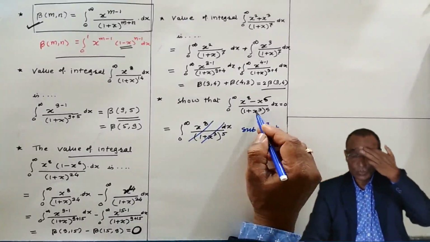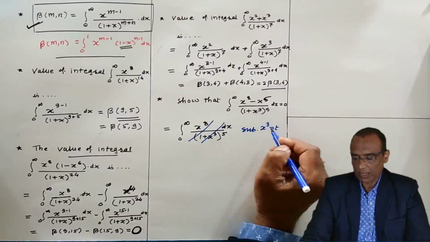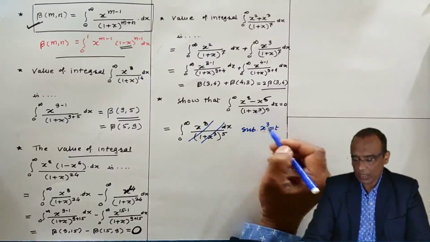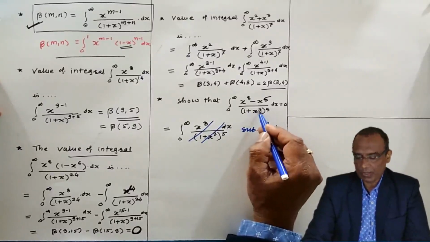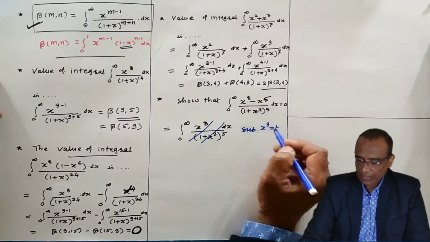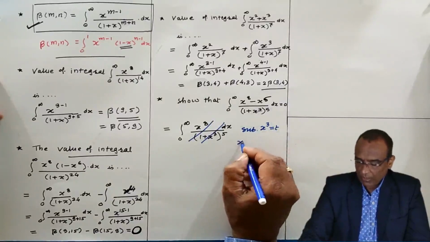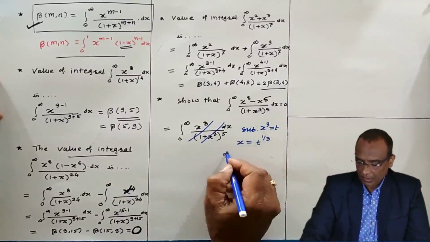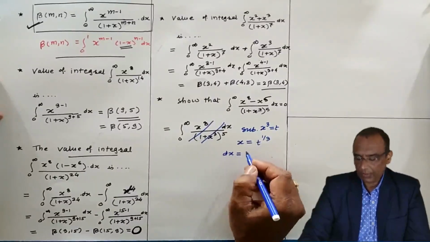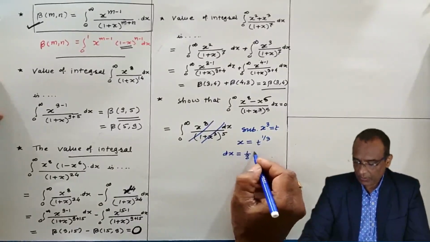This element, x cube, is equal to t. If in place of x cube, x square is there, x square equal to t. If in place of x cube, root x is there, root x equal to t, like that. We want a linear factor, but we don't have a linear factor here. So this is equal to t, I am going to substitute. Find the value of x from here. Take the derivative so as to get the value of dx.